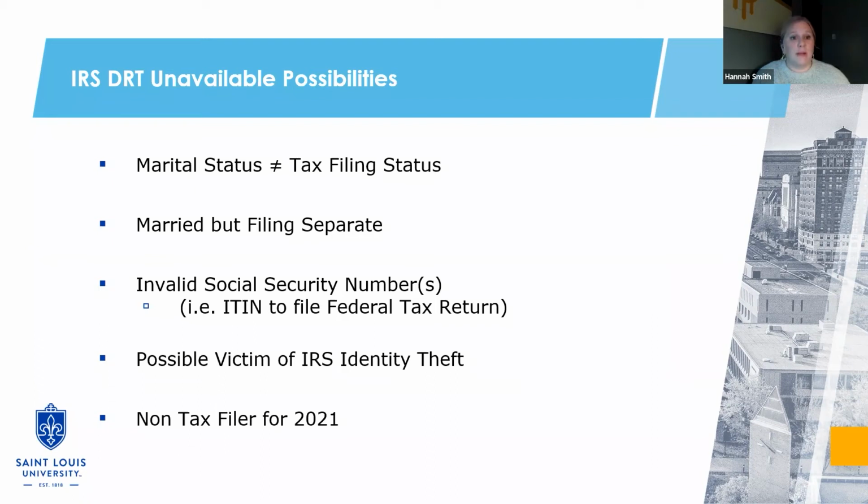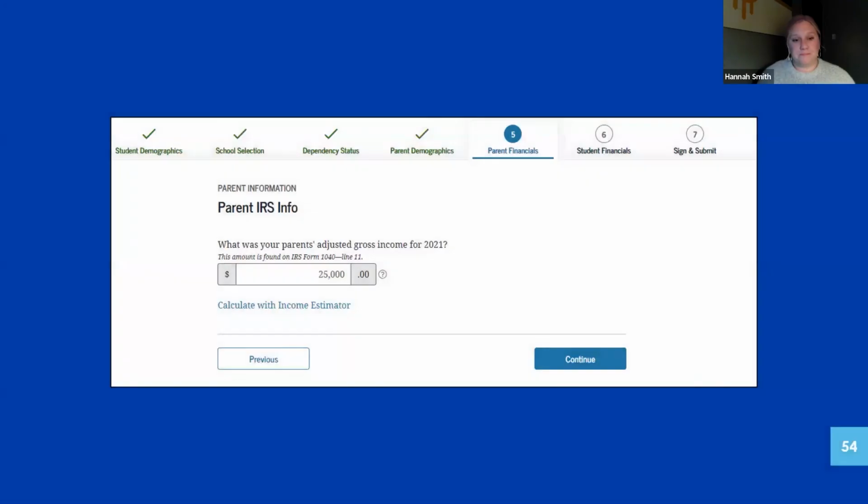If you are married but filing separate, again, it can't port two tax returns using that data retrieval tool into the form. So you would unfortunately be ineligible to use the data retrieval tool and have to enter your information manually there. As I said, the FAFSA form will tell you if you are eligible or ineligible, and then you can make that determination if you want to go out to the IRS, if you have the option.